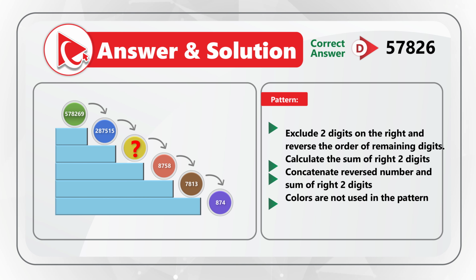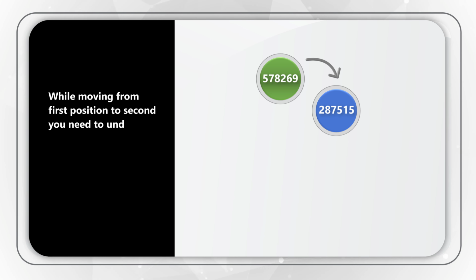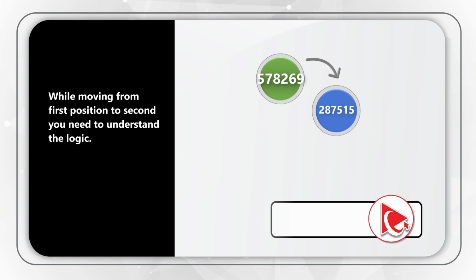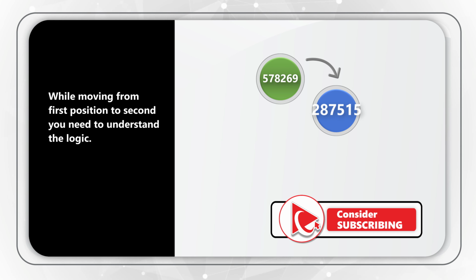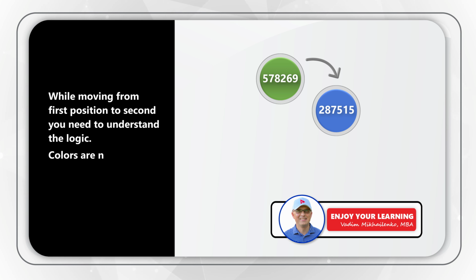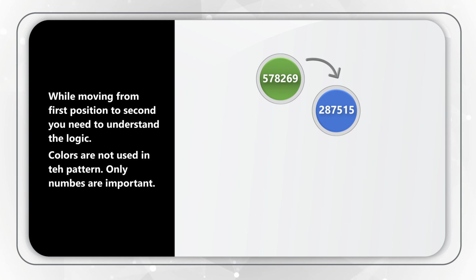As the ball rolls from the first position to the second, we transform from digits 5, 7, 8, 2, 6, 9 to digits 2, 8, 7, 5, 1, 5, and we need to understand the logic. As you might have suspected, the colors are not used in the pattern, and they're there just to deceive you. Only numbers are important. And to complete the transformational pattern, we need to do it in 3 steps.